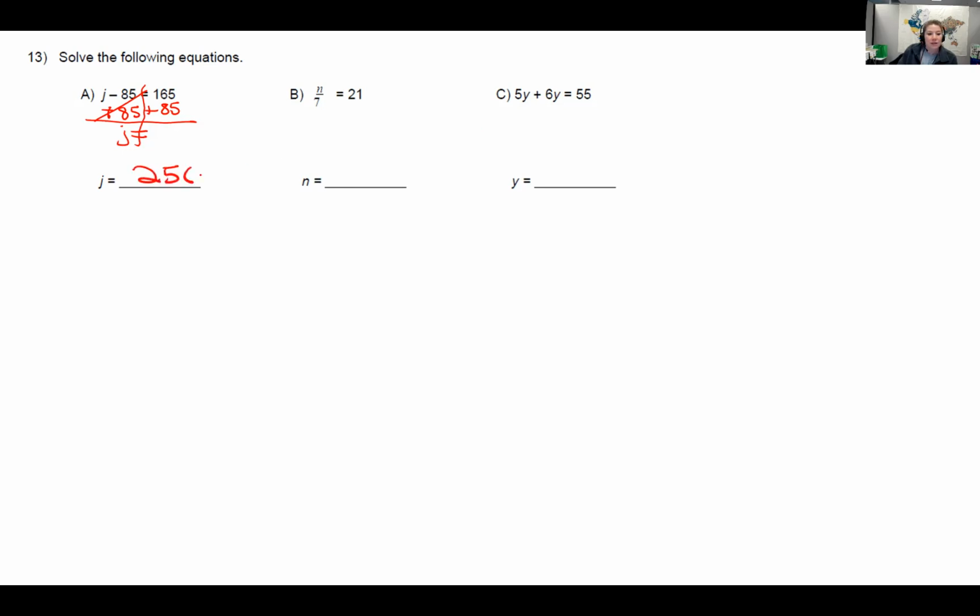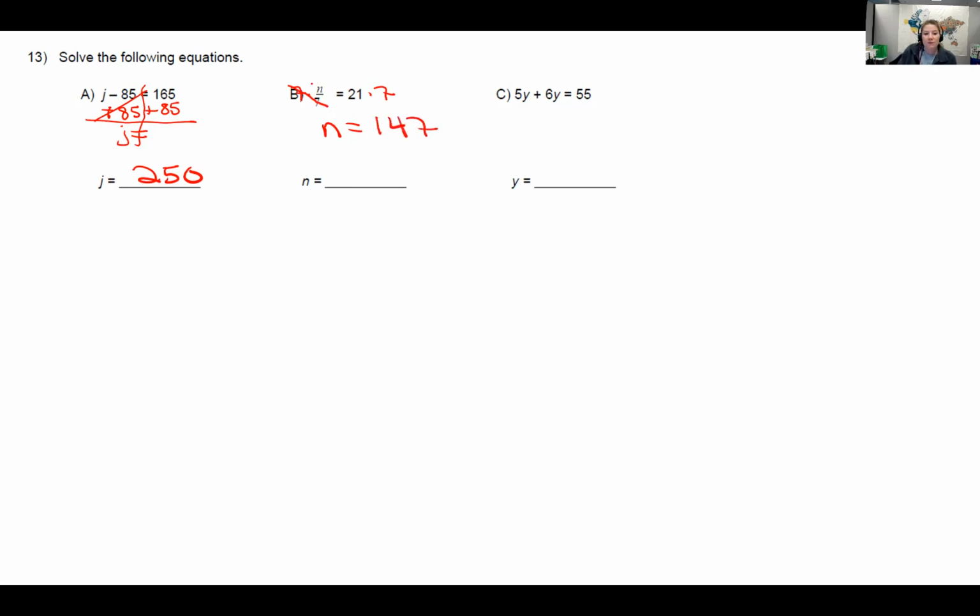250. All right, letter B, n divided by 7. What is the opposite of divided by 7? It is times 7. So I'm going to multiply both sides by 7. Those cancel. So n is equal to 21 times 7 is 147.